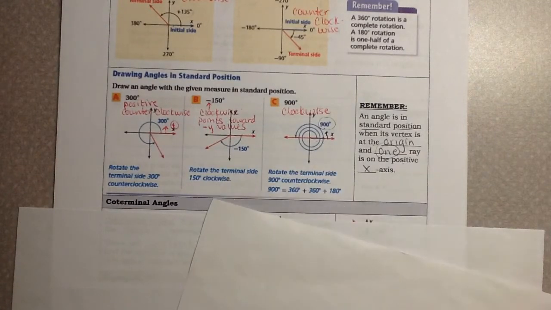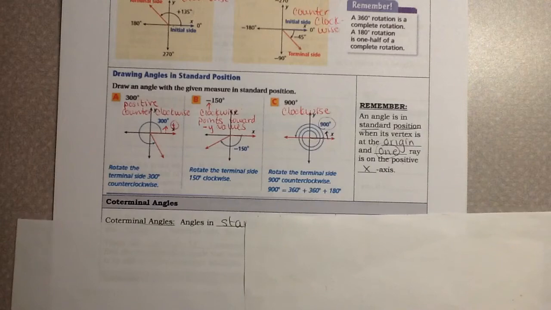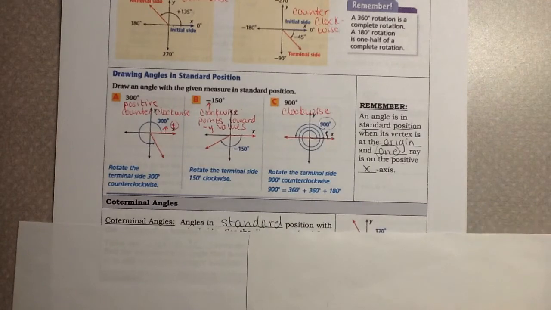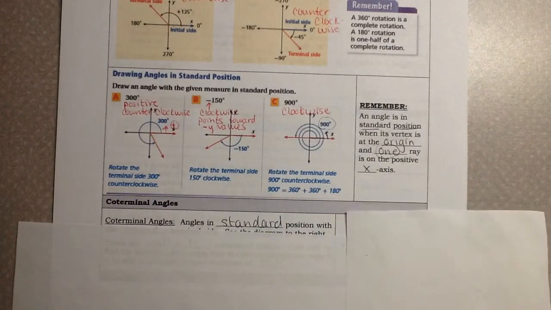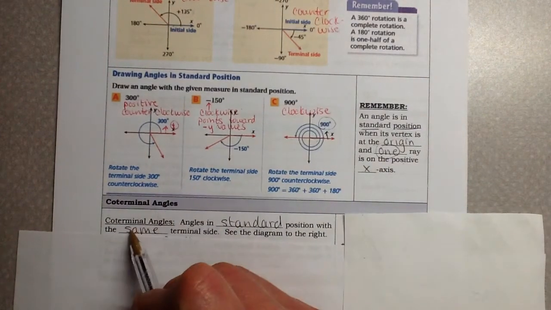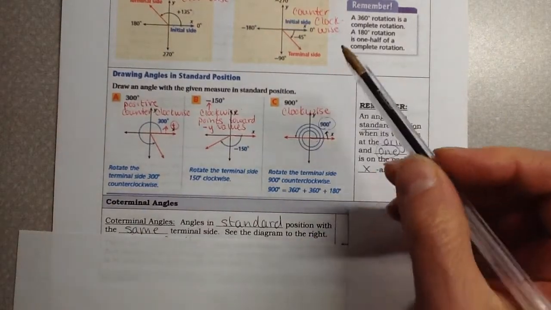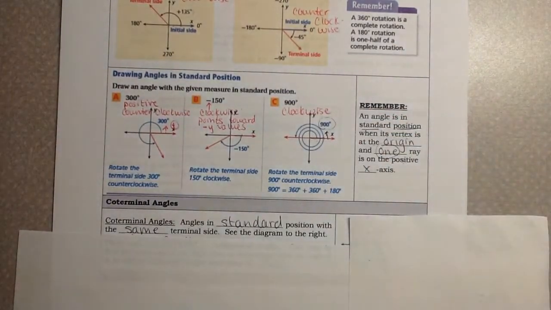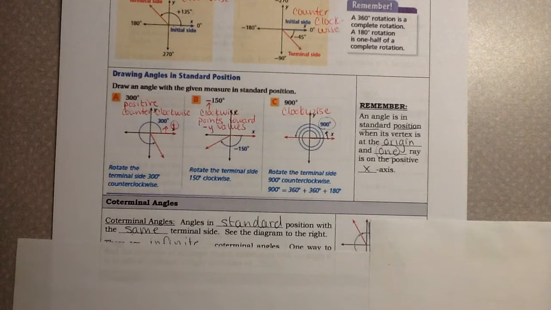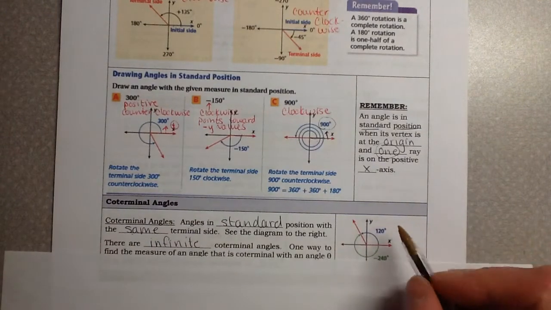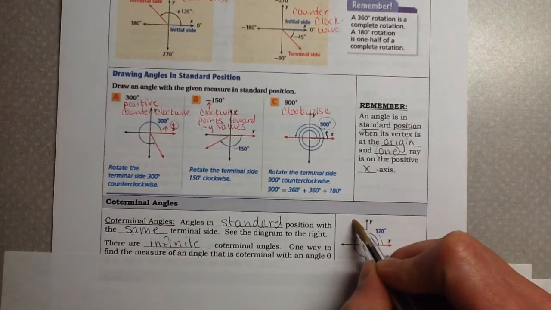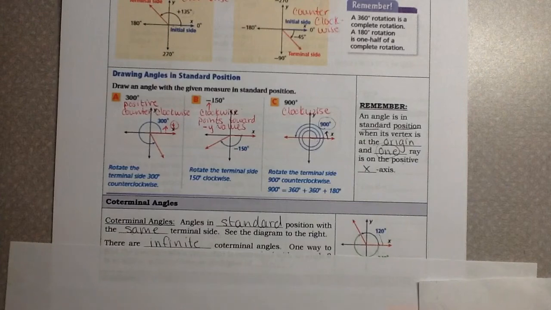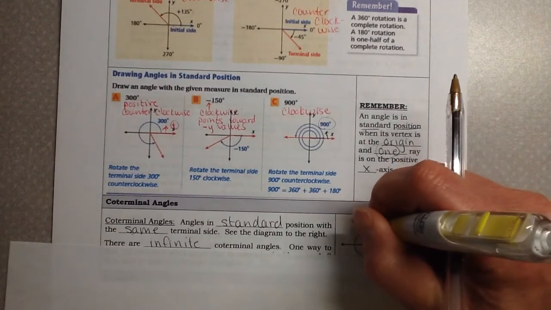Now we want to talk about coterminal angles. Coterminal angles are angles in standard position with the same terminal side. So they share not an initial side, but a terminal side. If you look at the diagram at the right here, you can see that this is positive 120 because it's going up. This is negative 240. They share this same side. So this is the terminal side that they share.